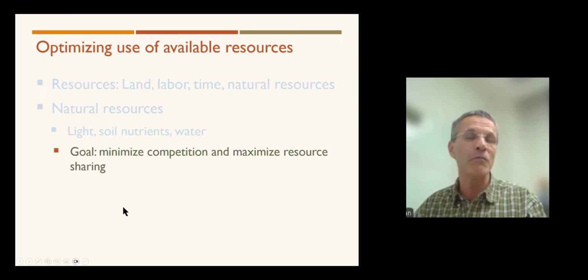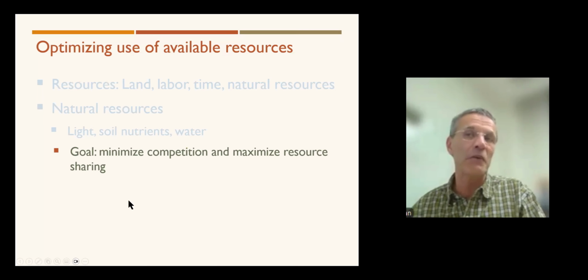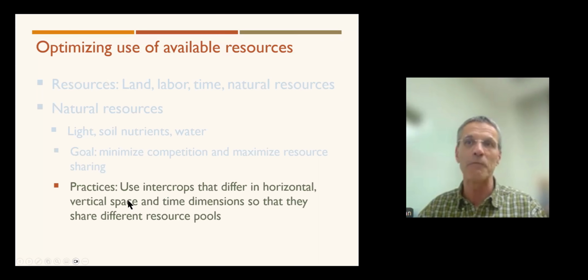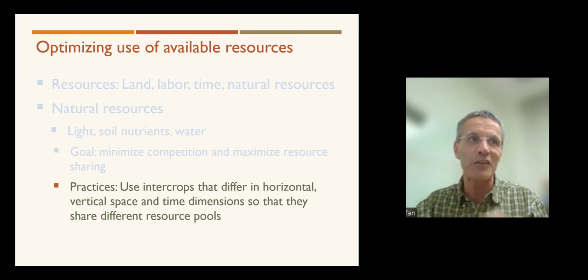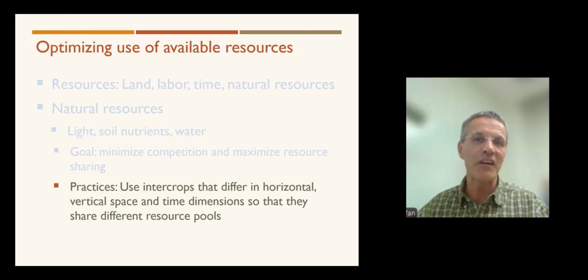There are different ways of how you can manage or design a system that does that. But basically, we're always trying to look at these intercrops, when you grow multiple things together, and see what resources are not fully used, and can we change which crops we're using so they're not using the same resource, but they're different in space and in the time dimension. And so they share different resource pools. So that's our goal here.